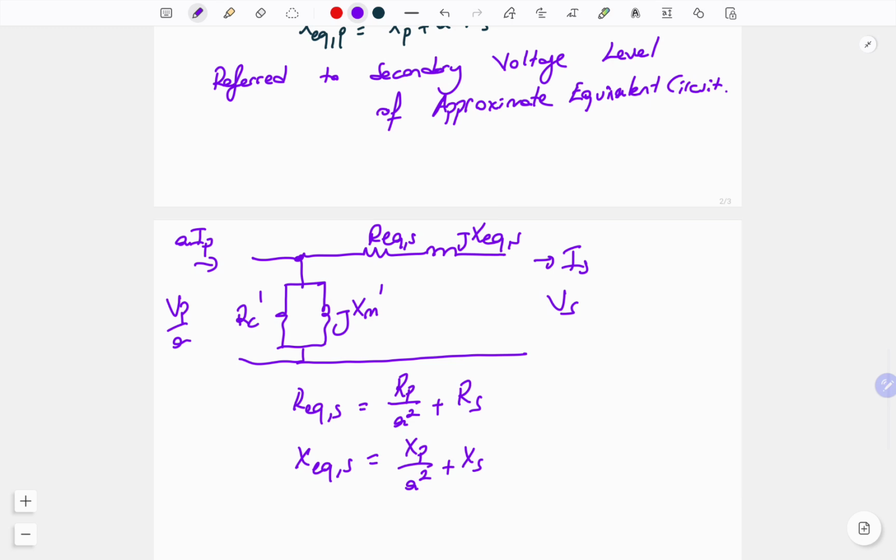Okay, this is the last version of the equivalent circuit for transformers. So we have different cases, but commonly the approximate equivalent circuit versions are used, and the secondary voltage level referred case is used for calculations because of its simplicity, and it is easy to adapt to real applications.